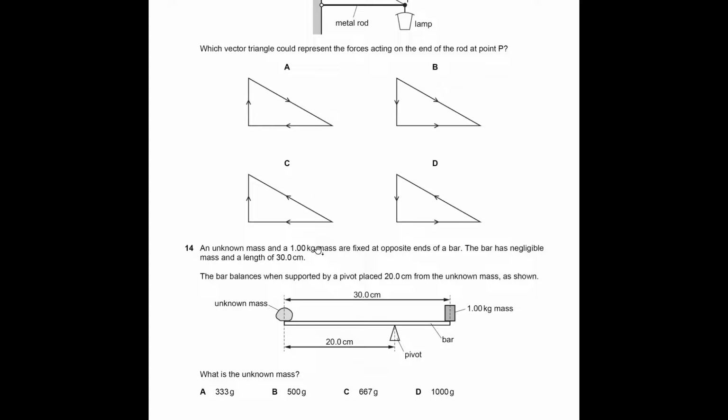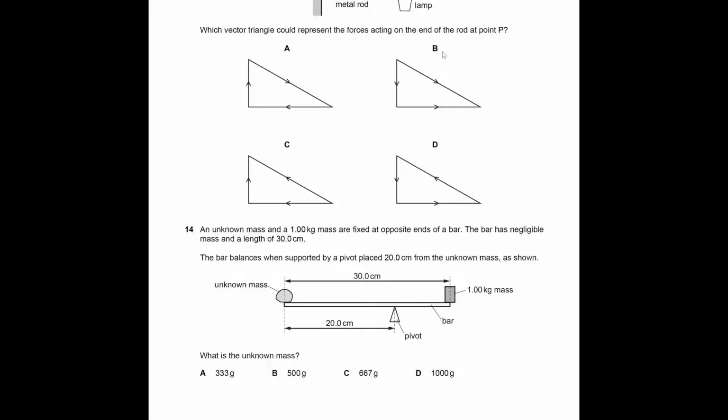Okay, for question 14, they mention an unknown mass and a 1 kg mass fixed at opposite ends of the bar. The bar has negligible mass and a length of 30 centimeter. The bar balances when it is supported by a pivot placed 20 centimeter from the unknown mass as shown here. What is the unknown mass here?